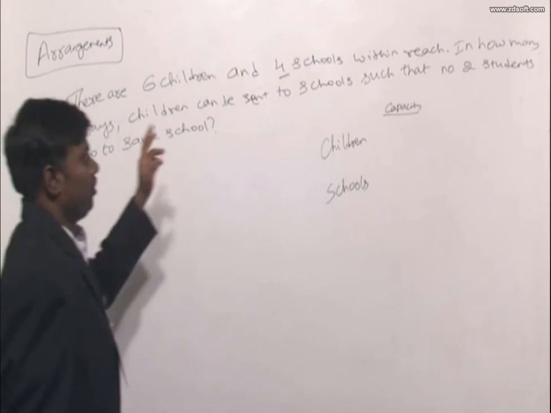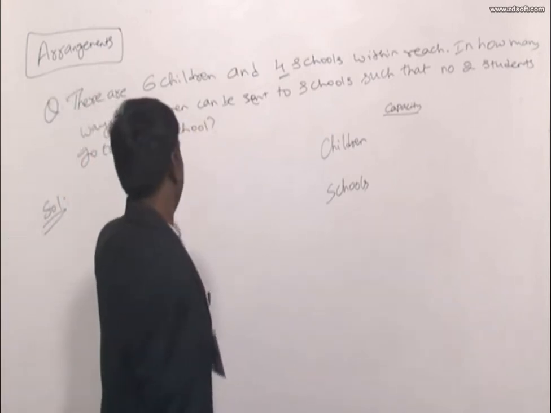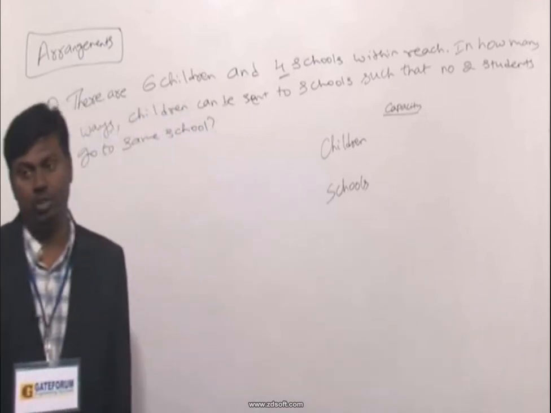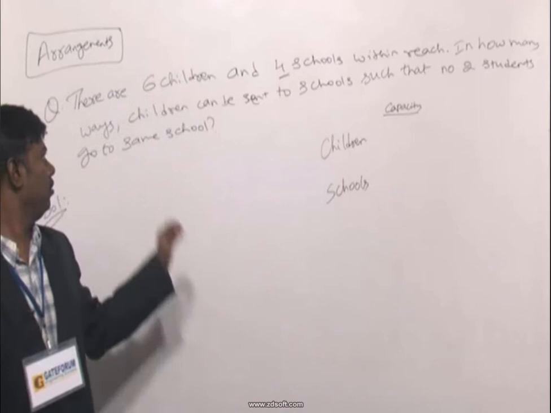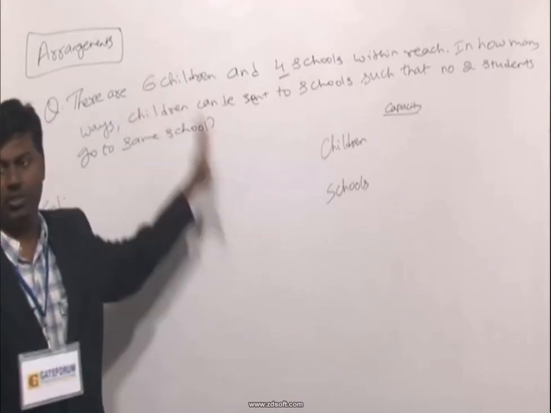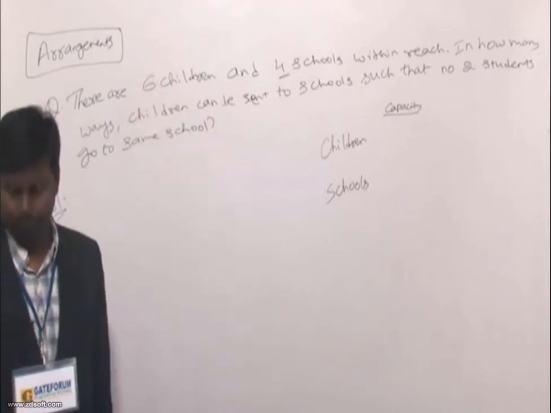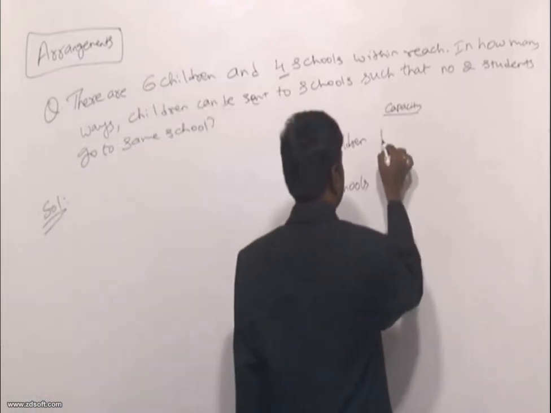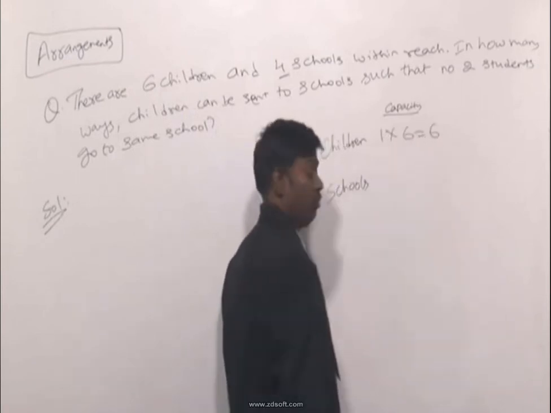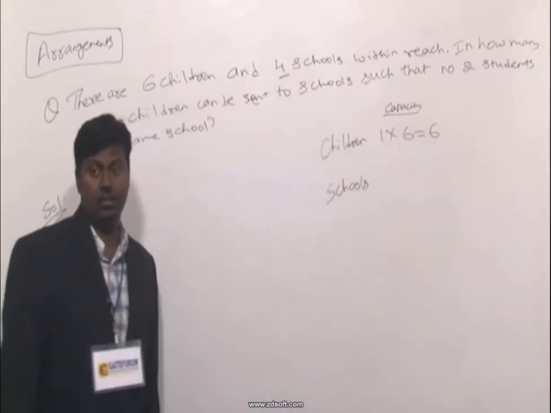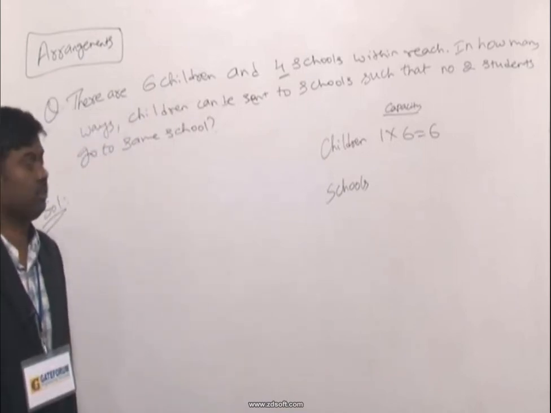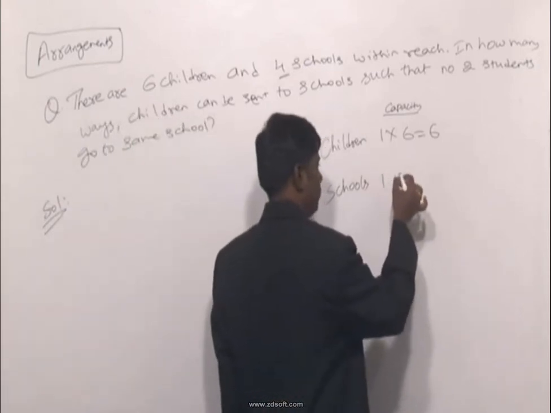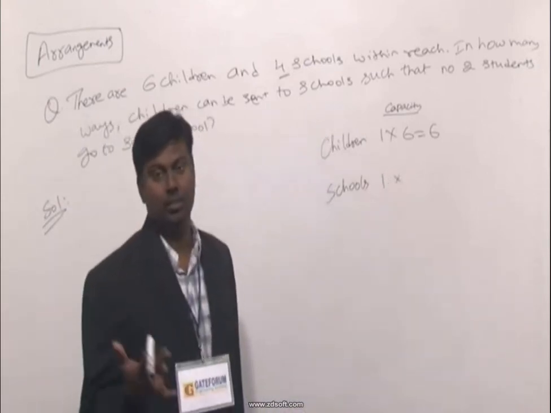Okay. There are 6 children and 4 schools within reach. In how many ways children can be sent to school such that no 2 students go to the same school? No 2 students should go to the same school. That means in a school there can be a maximum of any one of these 6 children. Maximum 1. Now if you look at the capacities, children capacities does not change. School capacity, yes, it changes. Earlier school could accommodate all 6. Now no 2 children should go to same school. That means school capacity drops down drastically to 1.